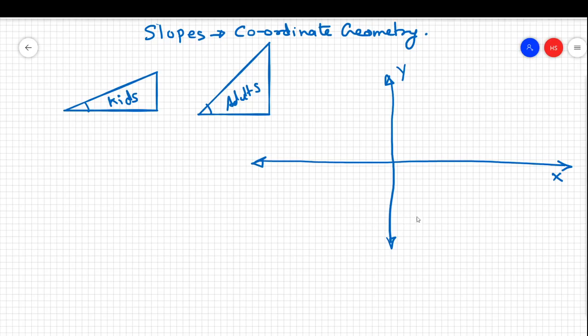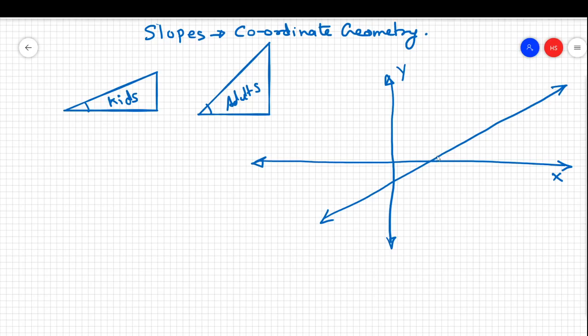Suppose I have a line like this from here to here. Take this line in the xy plane. Now, what do I mean when I say that a line has a slope? How do we define that? Well, let us try to study how we define that.